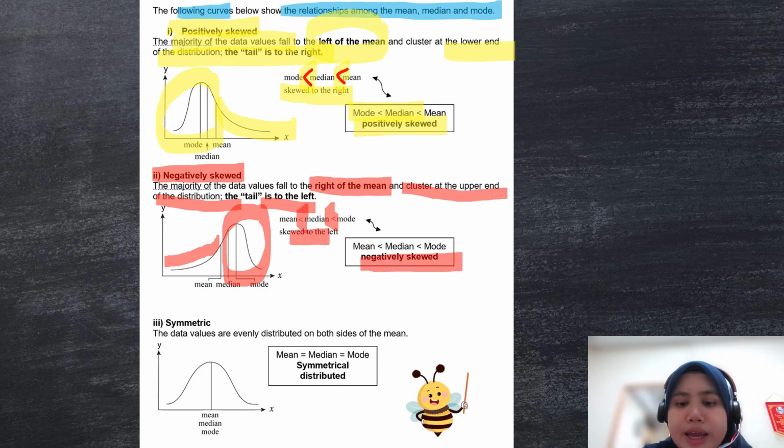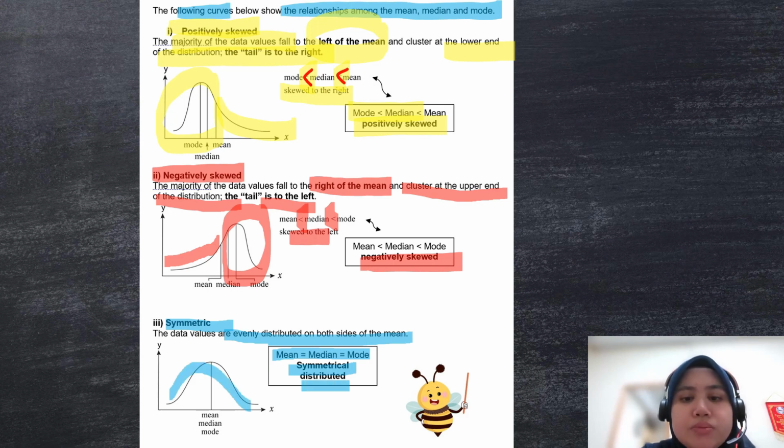And on the other hand, what do we have? Symmetry. Symmetry is when the data are evenly distributed on both sides of the mean. So when you have equal values of mean, median, and mode, it is a symmetrical distribution. So this is how your graph should look.